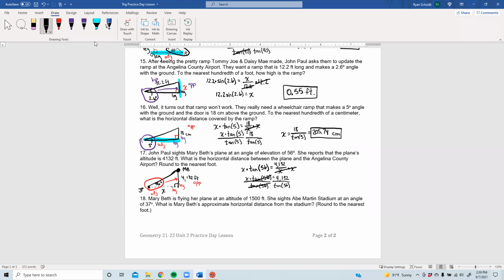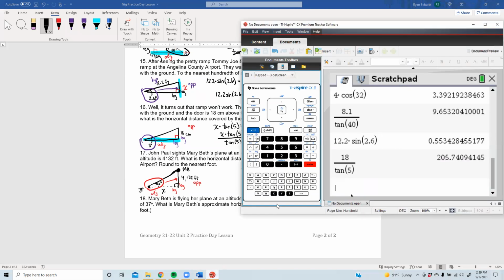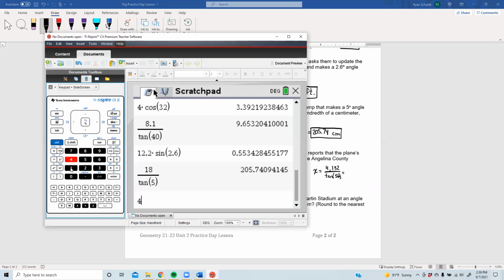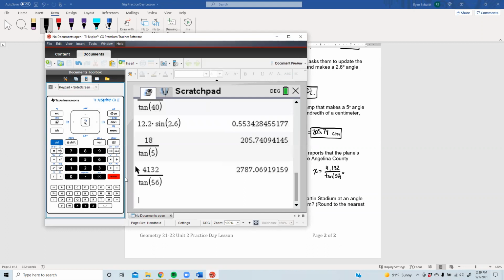Those cancel. We're going to have x equals 4,132 over the tangent of 56. And I'll need that to the nearest foot. That's 2,787 feet.